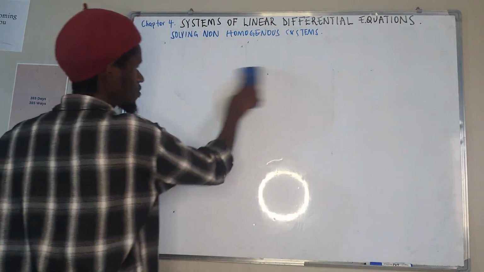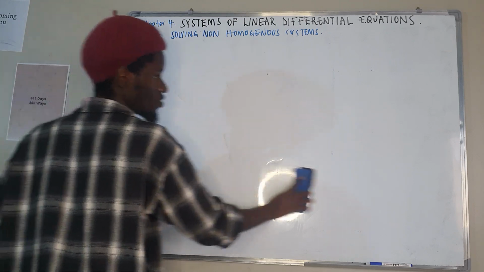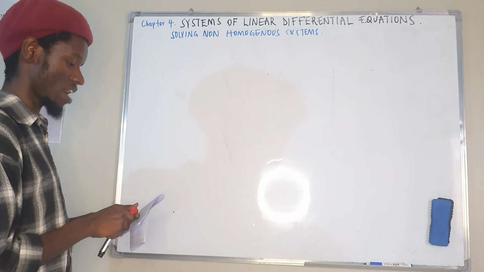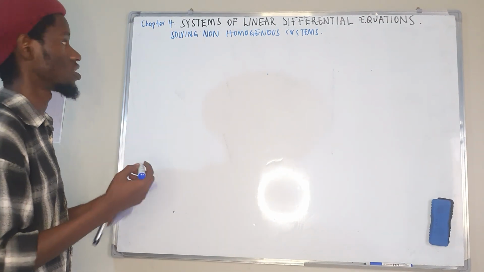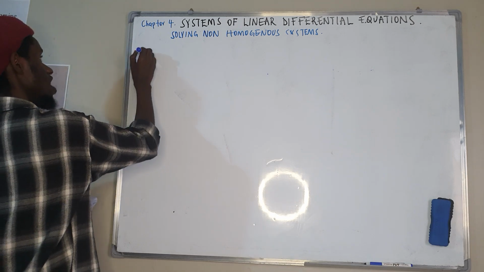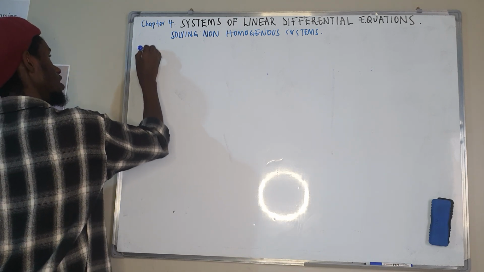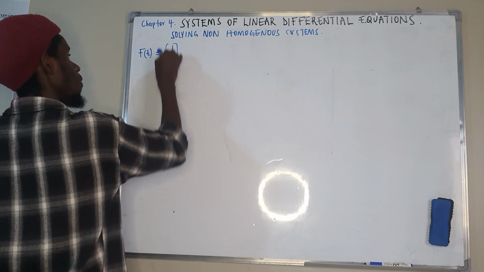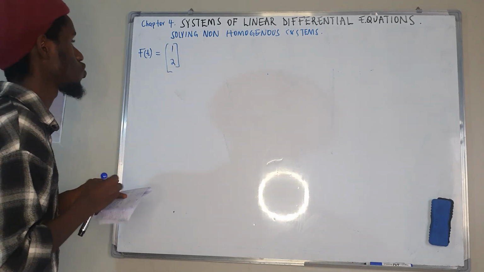Remember from our previous videos, we said that we shall always assume our particular solution according to what we have in the question. Just take an example. If my f of t is something like 1 and 2, what will be my particular solution?